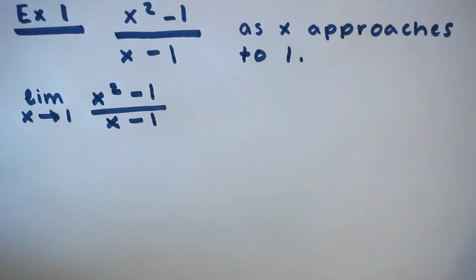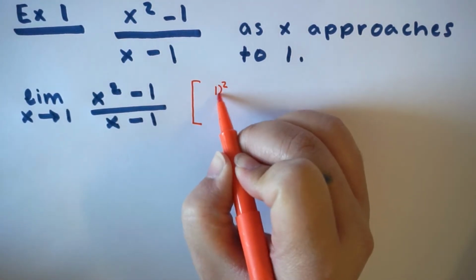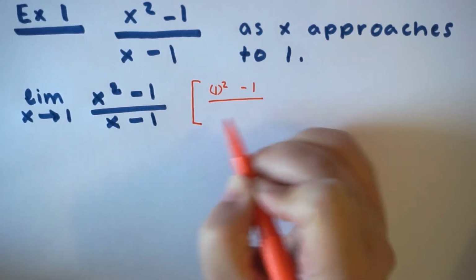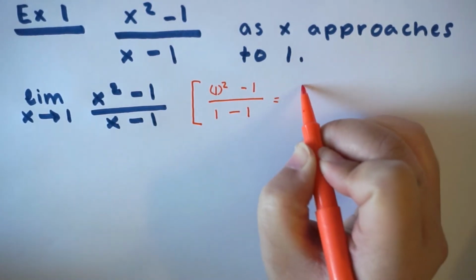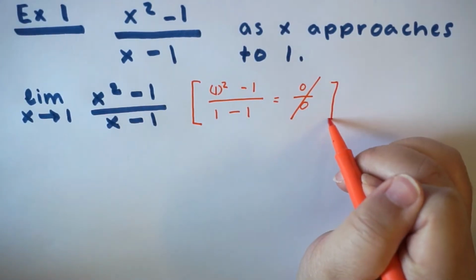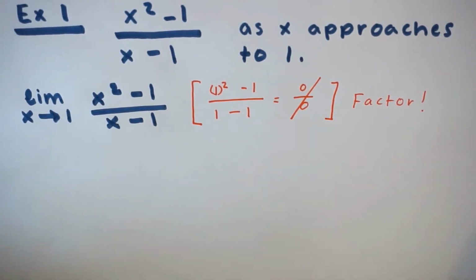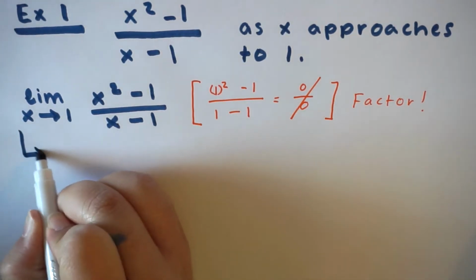For example 1, the limit of x squared minus 1 over x minus 1 as x goes to 1. You can plug in 1 for x, as you can see, and it will give you 0 over 0. But we can't divide 0 over 0, so we must factor this equation. So x squared minus 1 can be easily factored into x minus 1 times x plus 1.